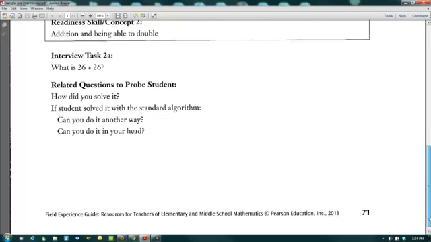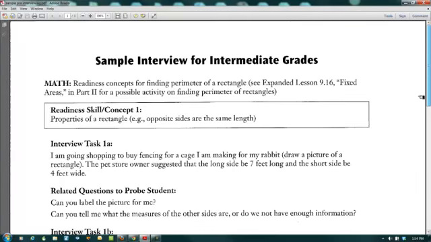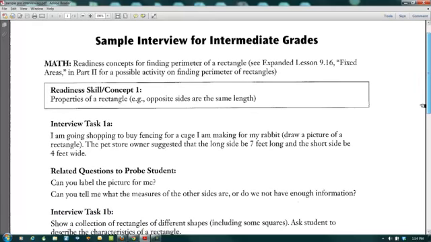So that's what I'd like you to do. I would like you to come up with an interview sheet. Use this one as a guide that will get at what the students know. It's a sheet that you can use to interview to find out what the prior knowledge of the student is.